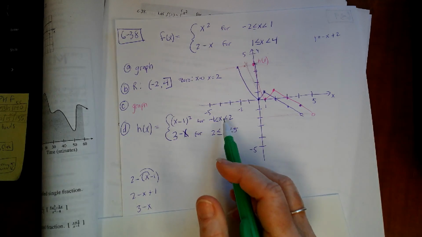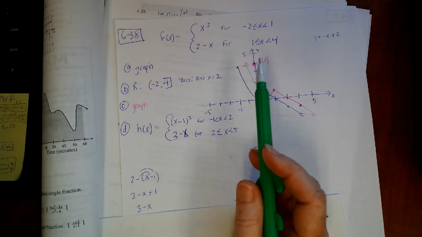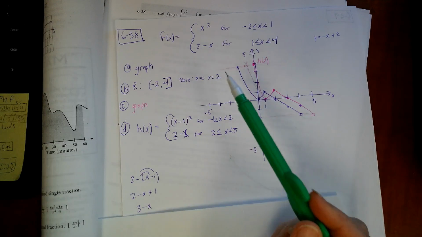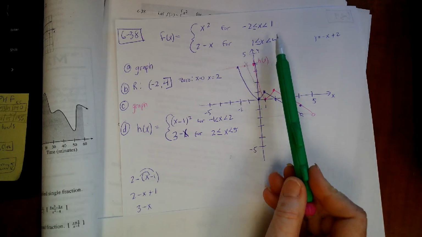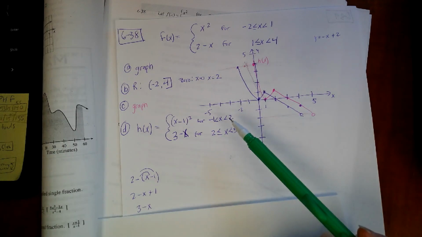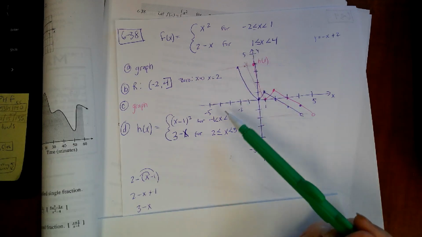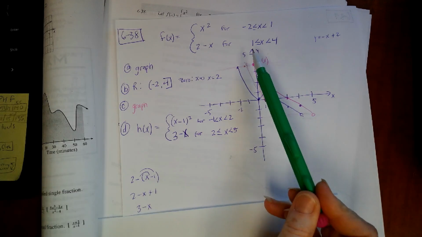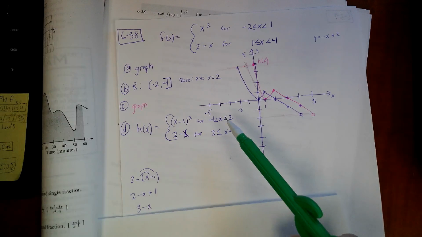But then I also had to shift the domain restriction to the right by 1. So this parabola started at -2. Now I've shifted to the right by 1, so it's going to start at -1, and the parabola ended at 1, but now it ends at 2. So I just shifted these domain restrictions to the right by 1. So basically just adding 1, like 1 plus 1 is 2, and 4 plus 1 is 5.